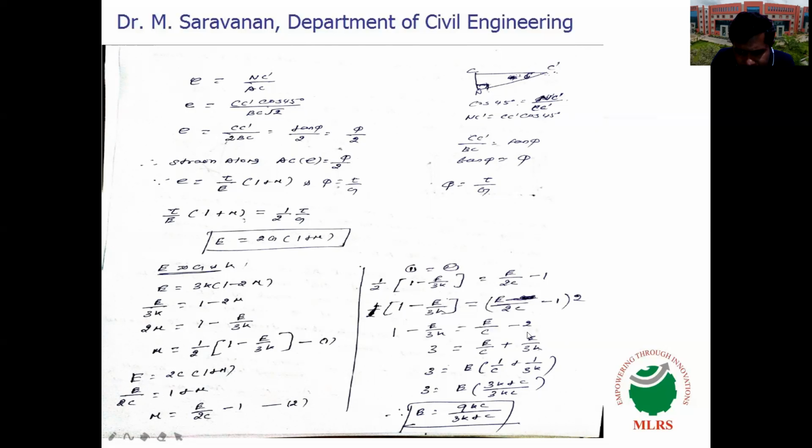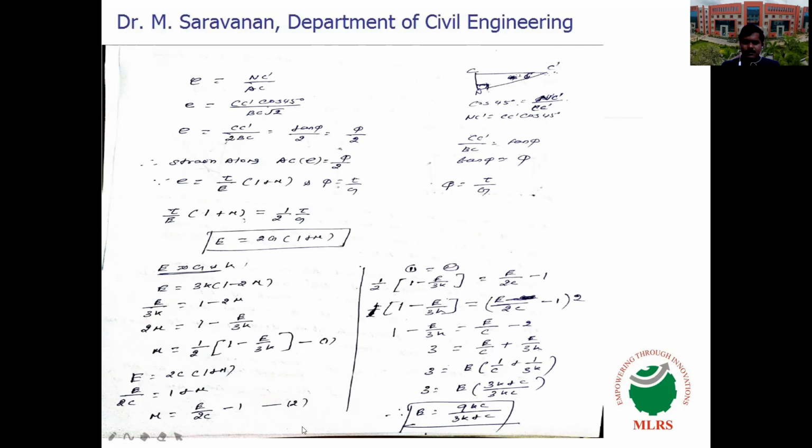So the 2 gets cancelled: E by C minus 1 into 2, so here minus 2 will become plus 2. So 2 plus 1, 3, is equal to E by C plus, the minus becoming plus, E by 3K. So 3 is equal to E common; I will take E outside, E into 1 by C plus 1 by 3K. So 3 is equal to E into (3K plus C) divided by 3KC. So E is equal to 3KC into 3, 9KC, divided by 3K plus C. So E equals 9KC divided by 3K plus C.